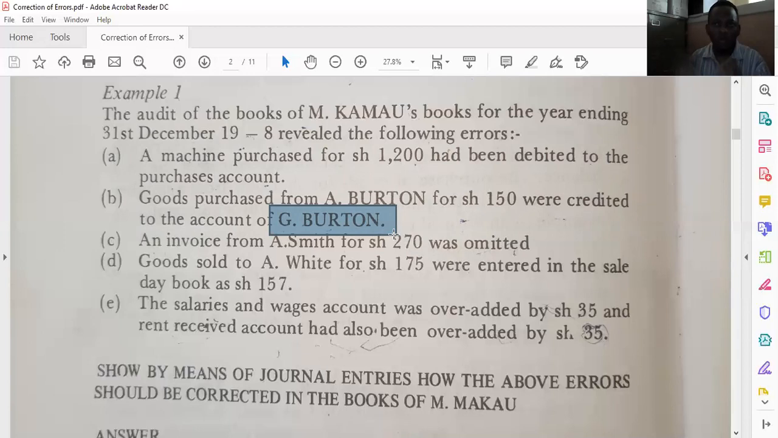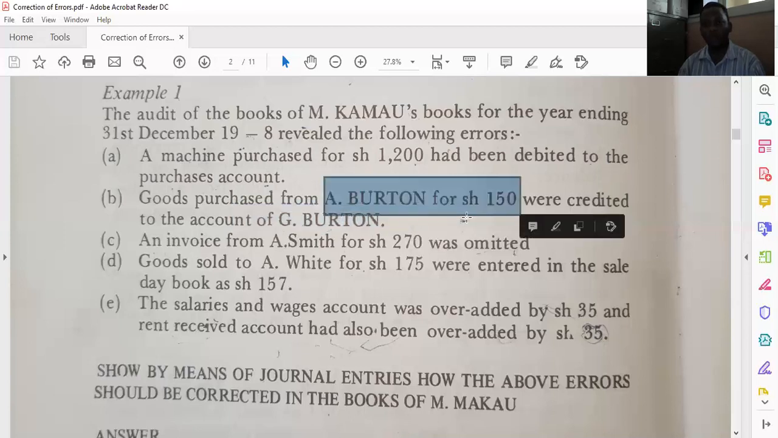So there is no effect on the two sides of the ledger. As such, the balance sheet will still balance. To correct for this error, we reverse the incorrect entry in G Barton's account. It had been credited, so to reverse the credit, we debit G Barton's account, and then we credit the A Barton account, the correct account that should have been credited.